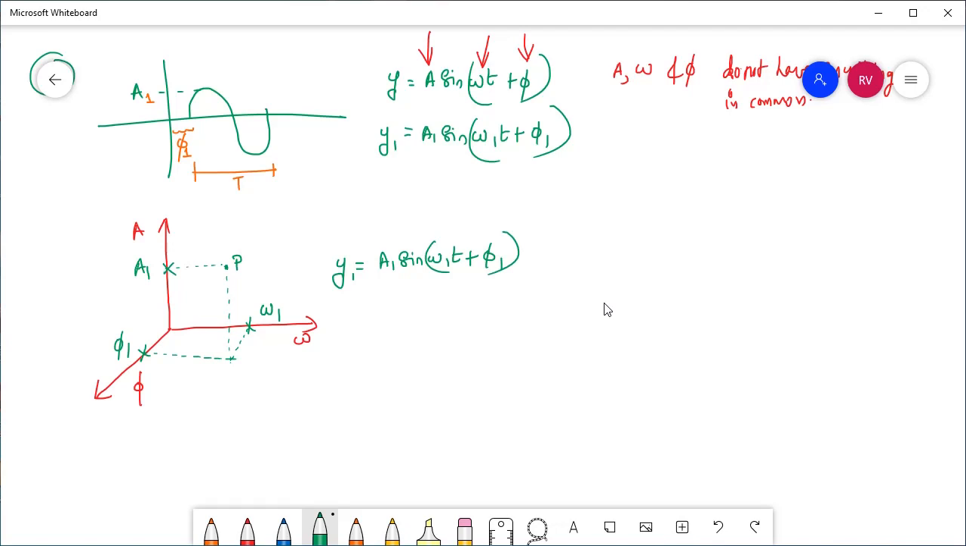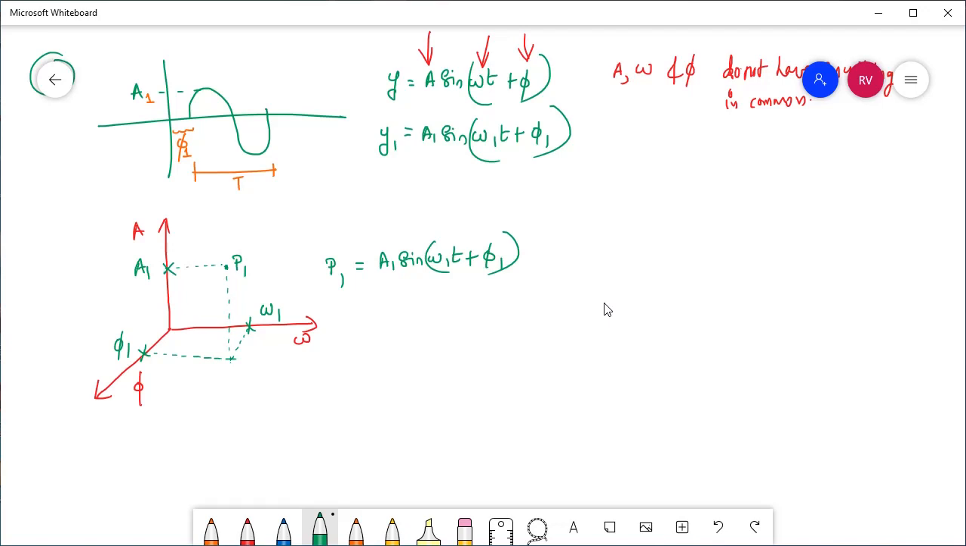This is P1, okay, so let me call this P1. This is a sine wave. This point is actually a sine wave. It's a point in this particular space, or you can say this is a space of sine waves of different amplitudes, frequencies and phase, or you can say this is the space of all possible sine waves.